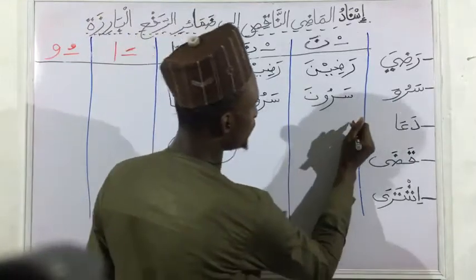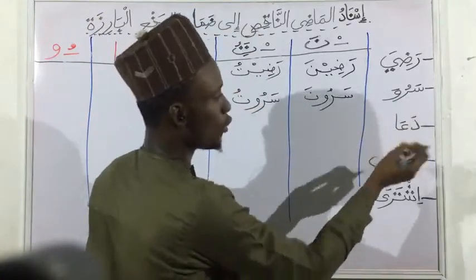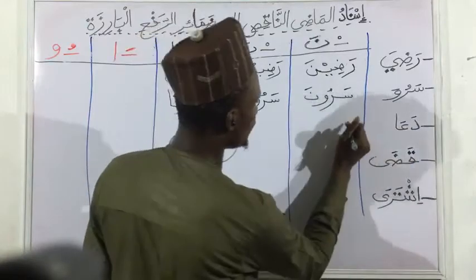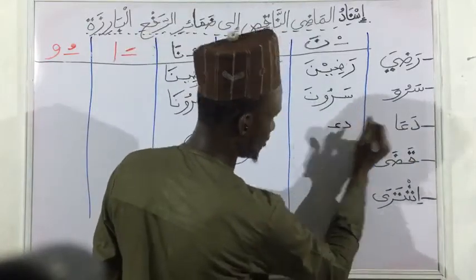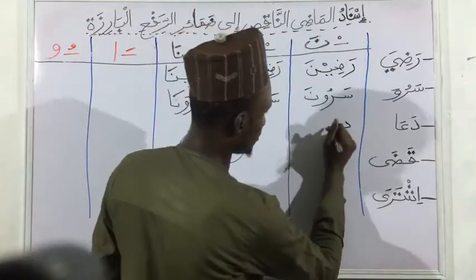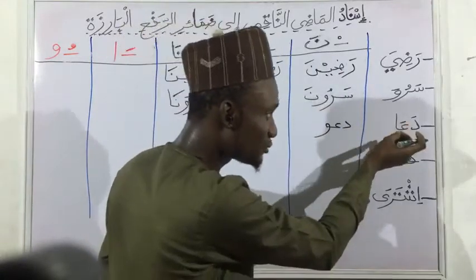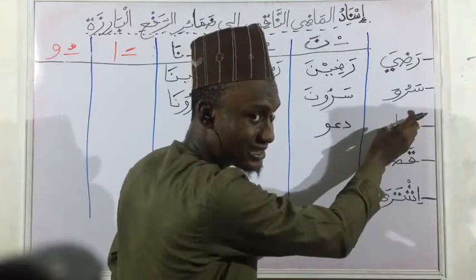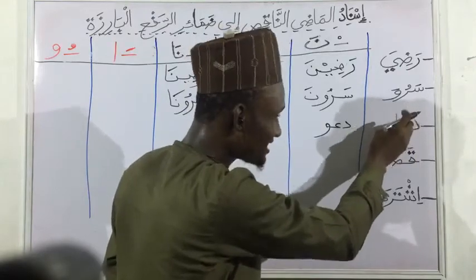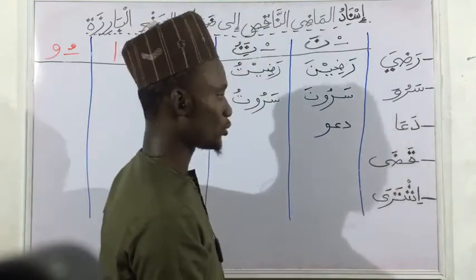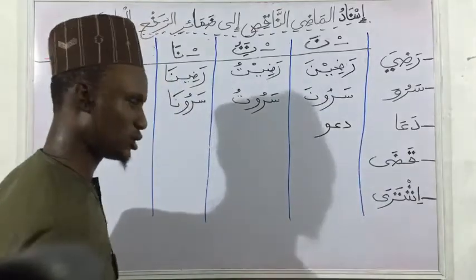So when we want to bring it here, we are not going to write alif again. We'll bring out the real weak alphabet. So the wow comes. The wow is not here by magic. It is the root word that this alif is representing. So in the mudari', it comes out here.